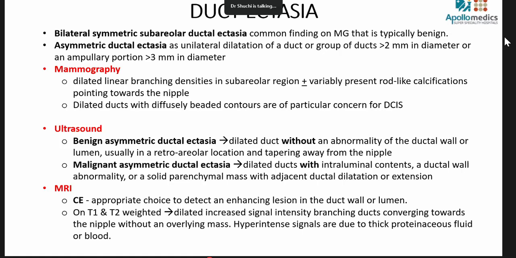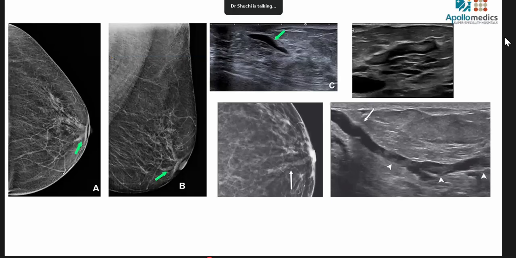Hyperintense signals are due to thick proteinaceous fluid or blood within the ducts. So these are the ductectasia. You can appreciate these are the dilated ducts in the retroareolar region. On ultrasound, these are the images.